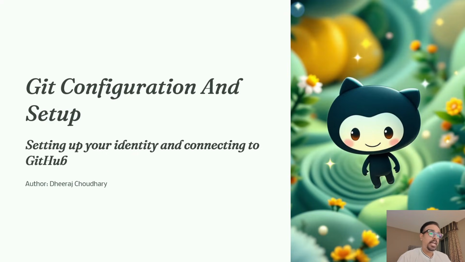My name is dheerajchoudhary, and in our last video we had installed Git on our local machines. So today we are going to configure Git with your personal information and connect it to GitHub. This is a one-time setup that tells Git who you are, and so every change you make is properly attributed towards your provided information.